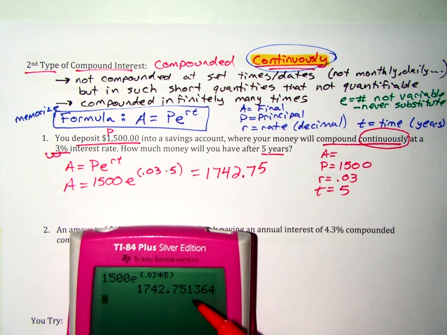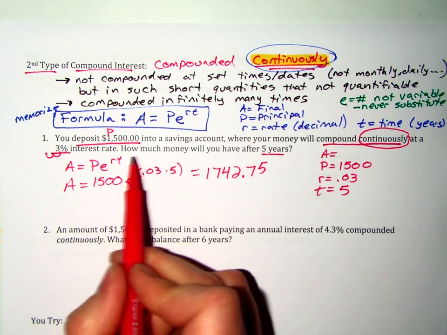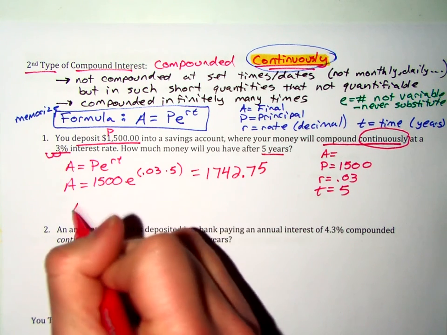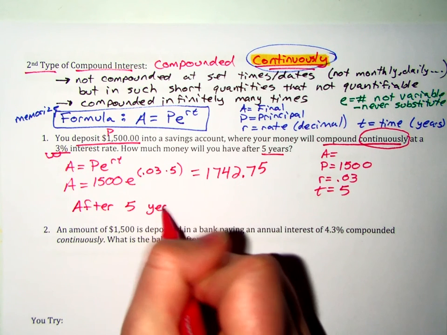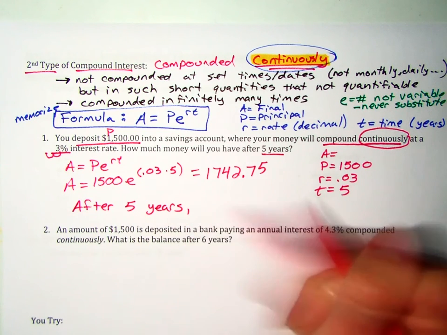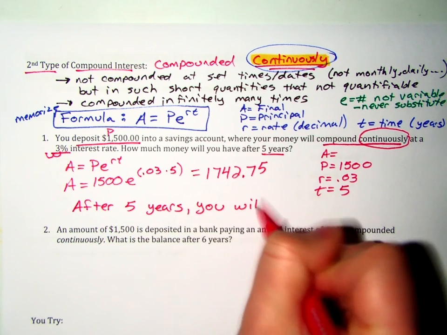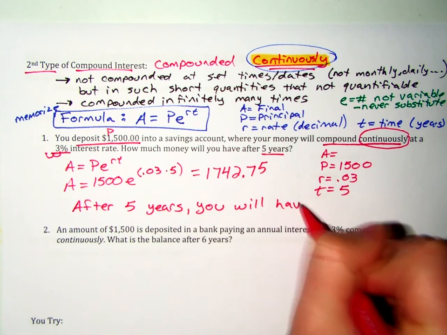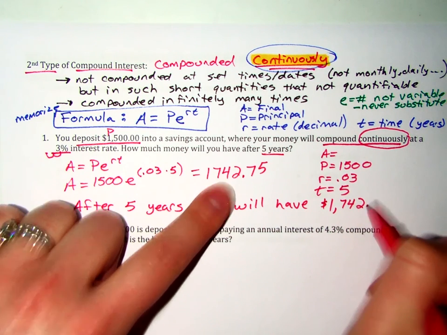$1,742.75. Now again, this is money, so we go 2 places after the decimal. The 1 makes the 5 stay the same, so that's as far as I need to go. But then I also need to write a sentence. How much money will you have after 5 years? So after 5 years, and it's important that you put that, because if you don't, a different amount of time would relate to a different amount of money. So after 5 years, you will have $1,742.75.